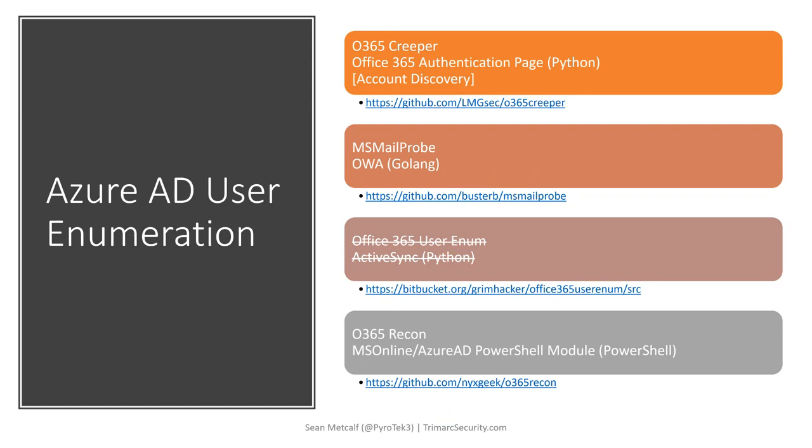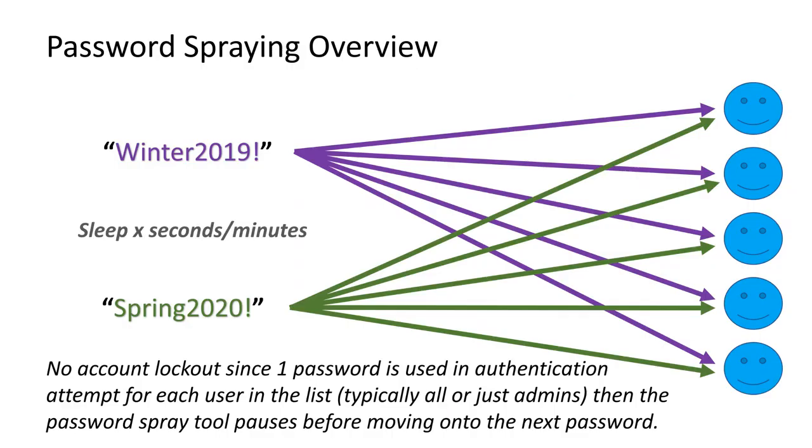Another thing to note is that with O365 Creeper, that's a great way that an attacker can get started in order to get a credential to use, because once they can identify what accounts are active in that Azure AD tenant, then they can perform password spraying. So I'm sure a lot of people are familiar with it, so I'll just cover this very quickly.